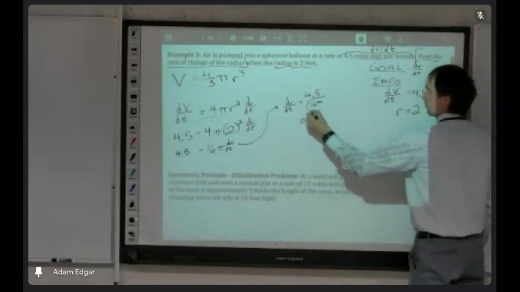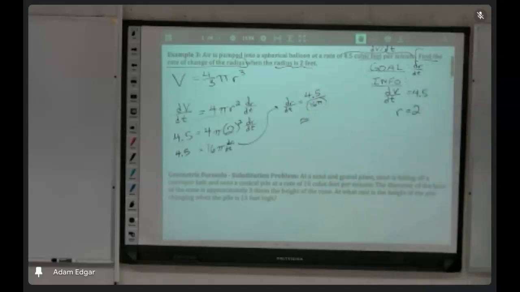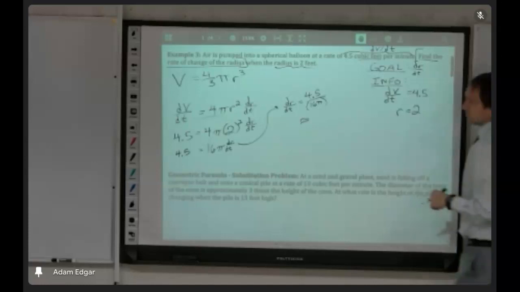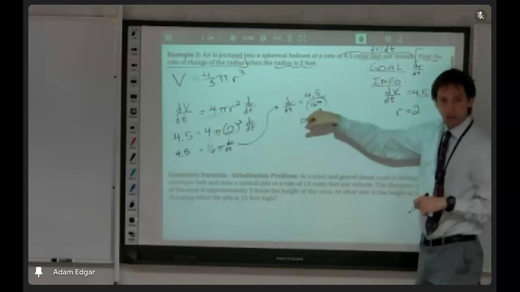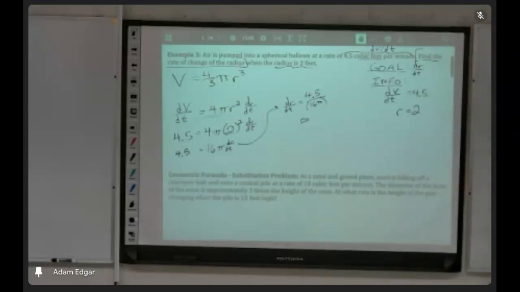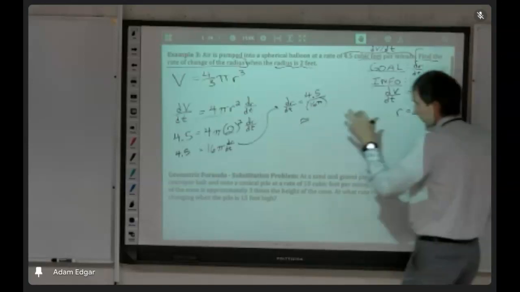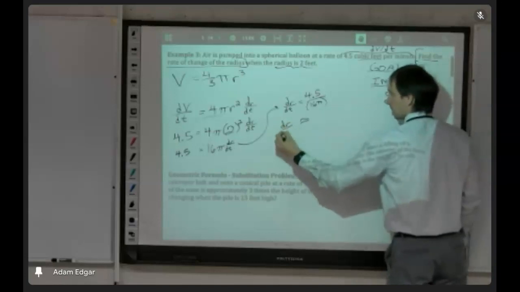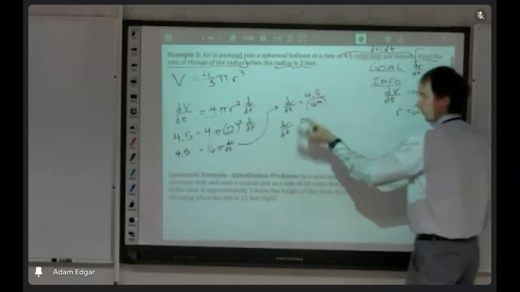Please put parentheses around the 16 pi, or your calculator will give you an answer that's about 10 times too big. Because instead of really dividing by pi, you'll actually be multiplying by pi if you forget to put parentheses. So make sure you put parentheses around the denominator if you're dividing by multiple things at once. And what do you get?